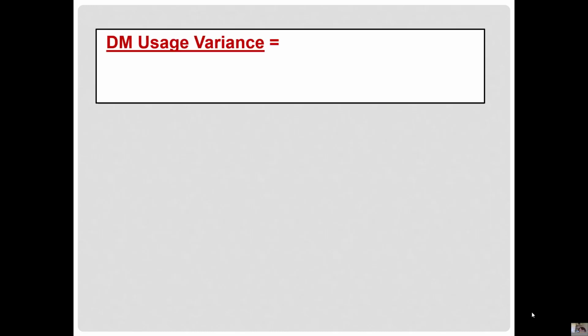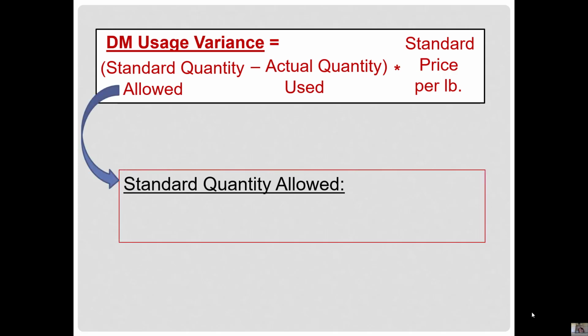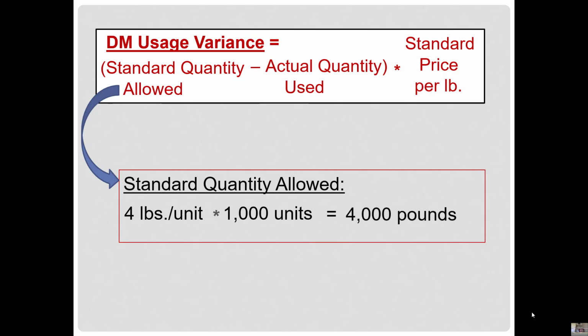Now the direct material usage variance, in parentheses, we are going to isolate the difference in what we should have used in production and compare that to what we did use in production. And we'll multiply by the standard price per pound to get the total dollar impact on the cost. Now the standard quantity, we know that we should have used 4 pounds per unit, and we know that we made 1,000 units. We should have used 4,000 pounds to make the 1,000 units.